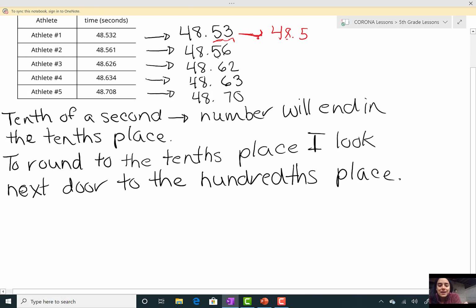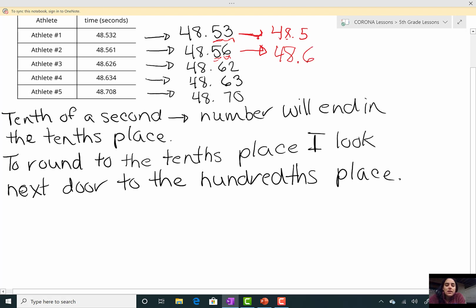Okay, let's look at athlete 2. I look at the 5 again in the tenths place. I look next door, there's a 6. 6 is more than 5, so this is going to round up. So that's not going to be a 5 anymore in the tenths place. That's going to push up to a 6. And I get 48 and 6/10.